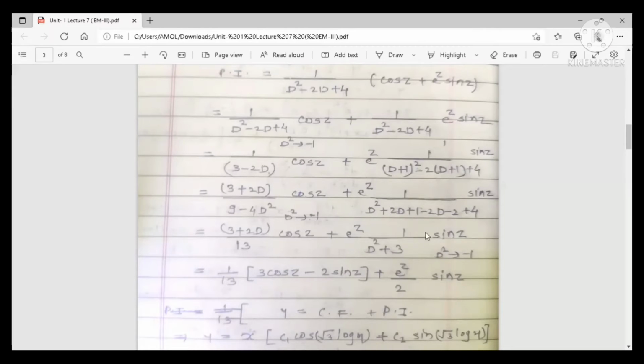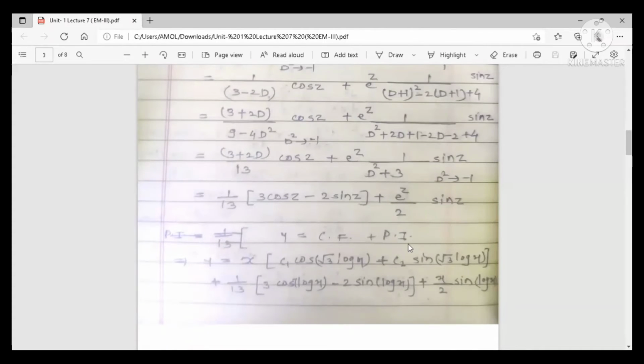Now solve for the sine function, sin z. Replace d square by minus 1, because the coefficient of z in the sine function is 1 and the square of 1 is 1. Using the second case of the shortcut method, d square becomes minus 1, so minus 1 plus 3 is 2. So it is e raised to z upon 2 into sin z. So this is the particular integral, and the general solution is y equals CF plus PI.